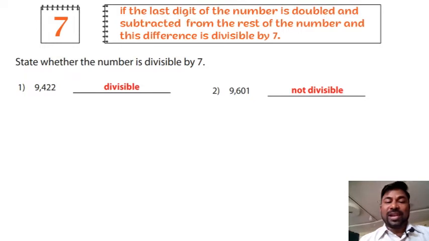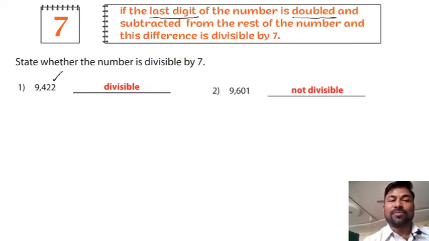What does it say? If the last digit of a number is doubled and subtracted from the rest of the number, and this difference is divisible by 7, then we can say that the total number is divisible by 7. I repeat, take the last digit.